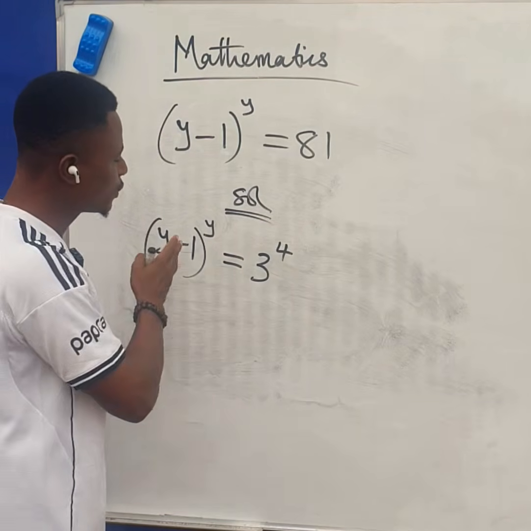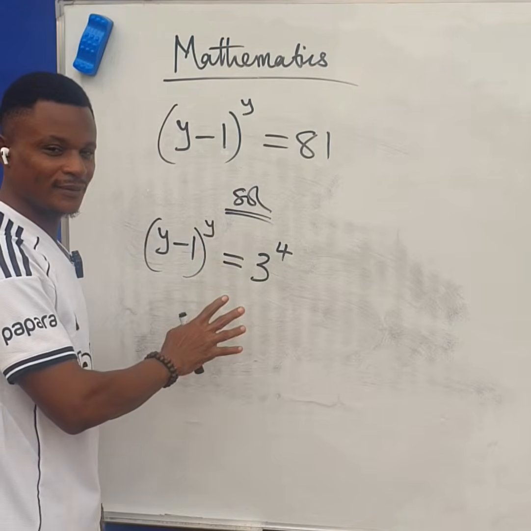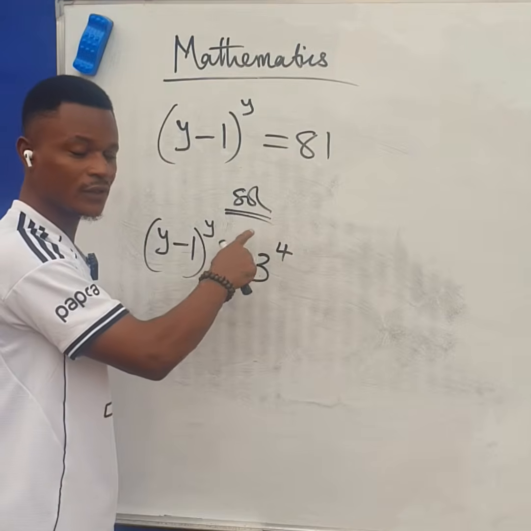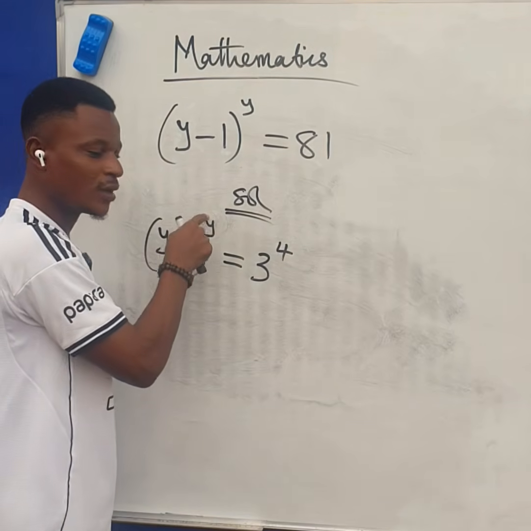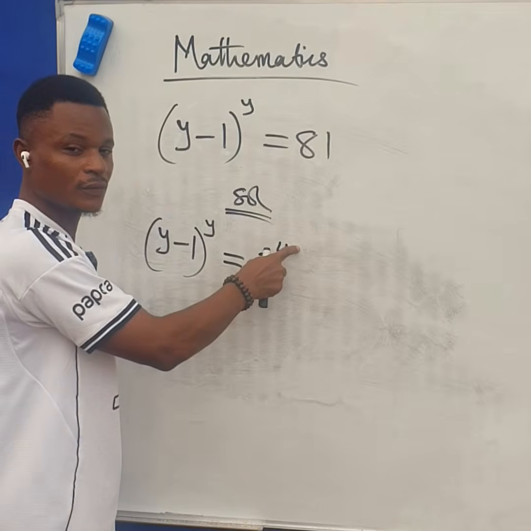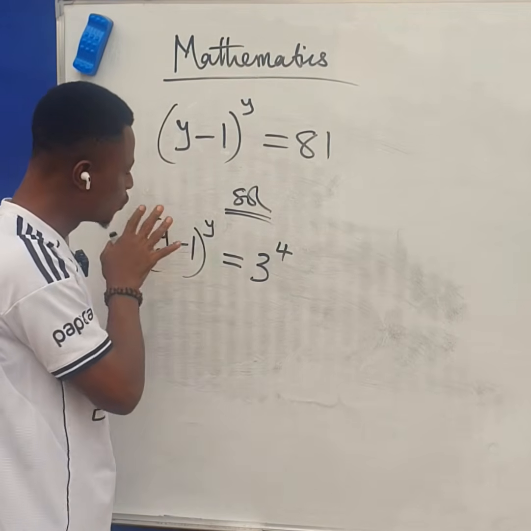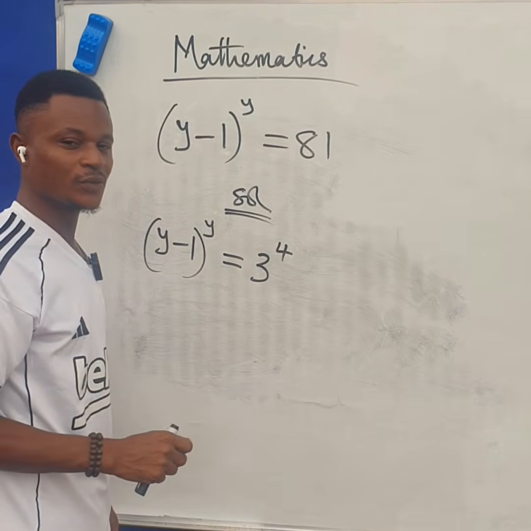Now, you can see that both sides are in exponential forms, but they don't look alike. The pattern of this one is not the same as the pattern of this. This one is a number minus 1 raised to that same number, while this one is just 3 raised to the power of 4. So now, how can we adjust this again such that it will look exactly like this pattern? Let me show you what to do.